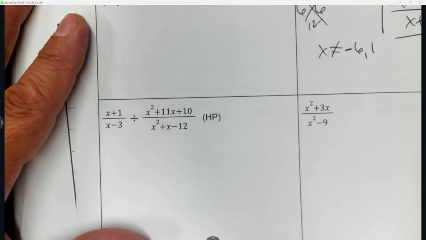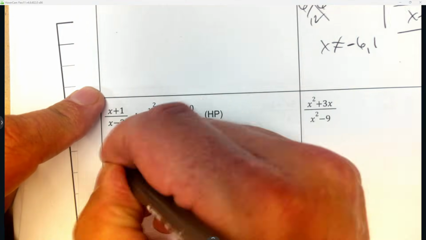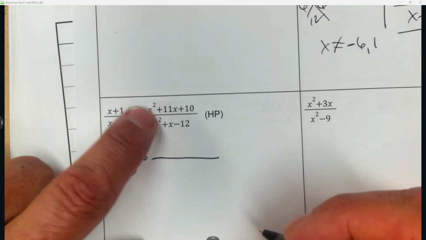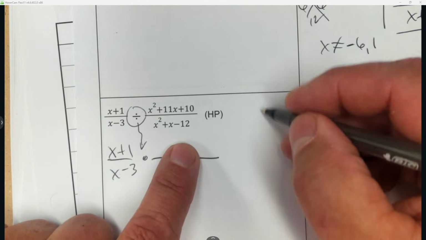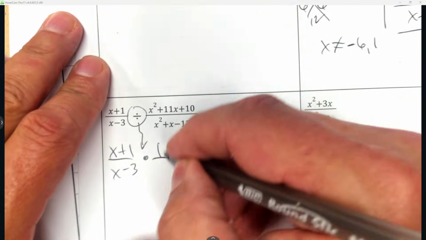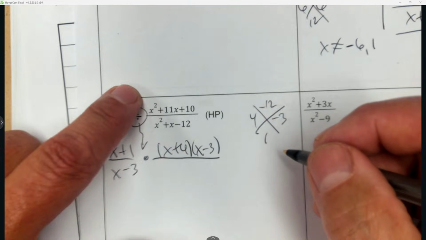Dividing. So first, x plus 1 and x minus 3 are prime. Change it from dividing to multiplying by doing the reciprocal. So this bottom will be in the top. So I'm going to factor this out. The two numbers are 4 and negative 3. That goes in the numerator. The top goes to the bottom.